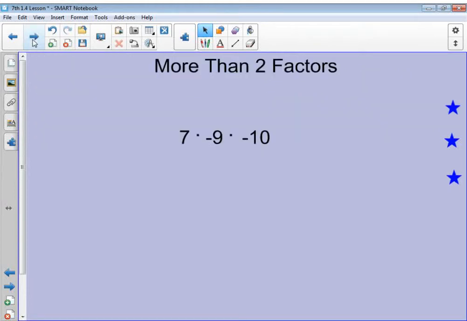Okay, sometimes you have problems where you have more than two factors. So here you still follow the same rules. And since we are multiplying, we're gonna go ahead and work left to right. The key thing to remember is some people maybe can multiply certain numbers a little bit easier in their head. Since it is all multiplying, it really doesn't matter what order we multiply them in.